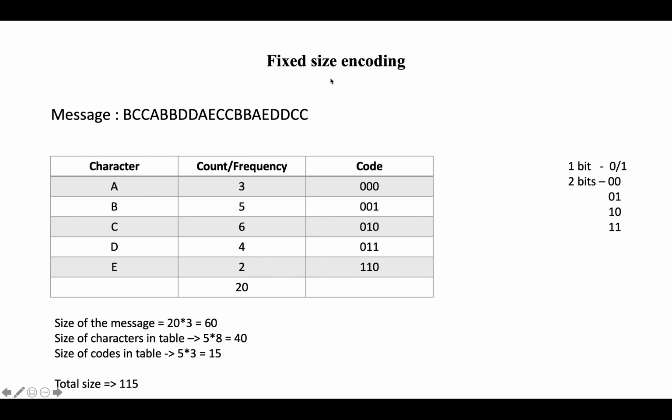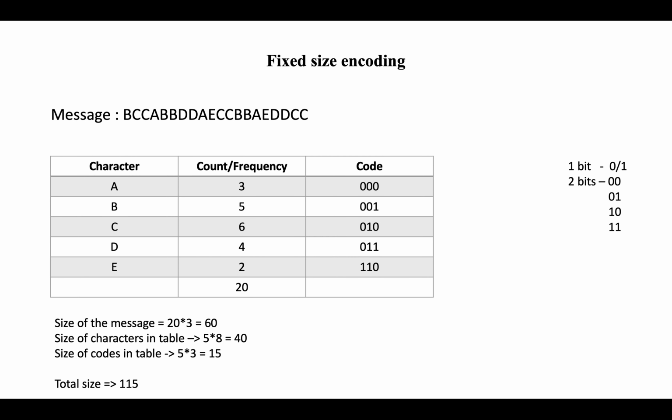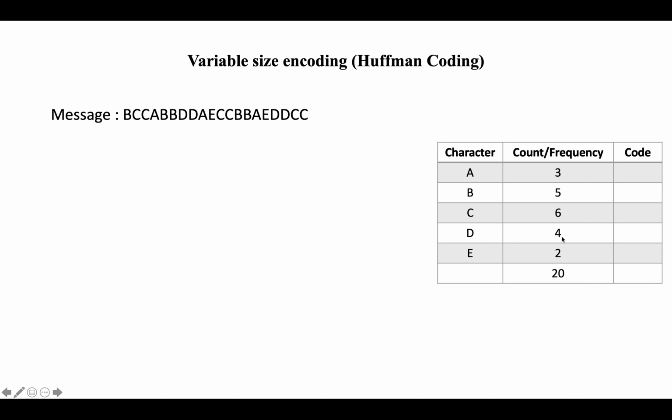Now we will see what is the variable size encoding, that is the Huffman coding. So Huffman says that instead of assigning fixed size code to each and every character, we can assign variable length code to each and every character. So Huffman says that the character which is appearing most in the message, if we assign less bits to that particular character, then the size of the message will be further reduced. So now we will see how we can generate our own variable size codes for each and every character.